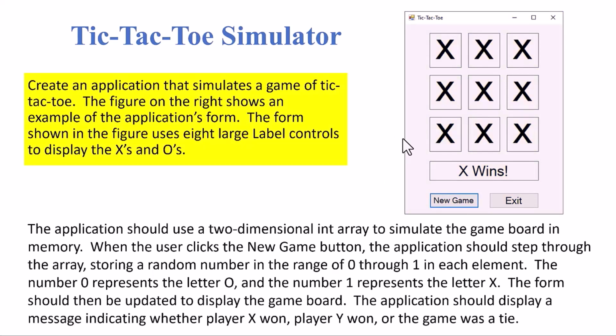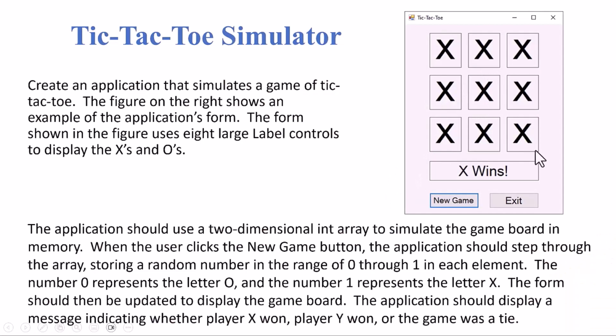The figure on the right shows an example of the application's form. The form shown in the figure uses 9 large label controls to display the X's and zeros. The text says 8, which is a misnomer. Counting 1, 2, 3, 4, 5, 6, 7, 8, 9, it definitely uses 9 large controls, so someone can't count.